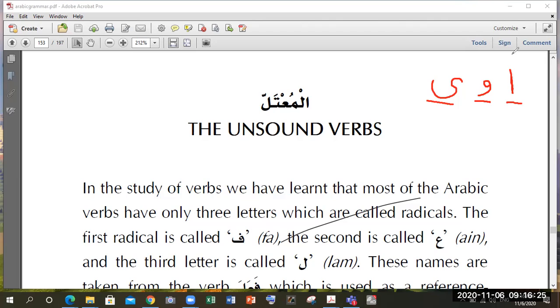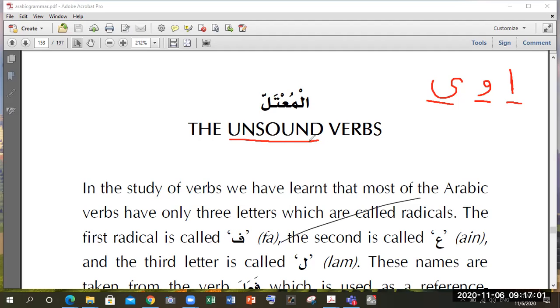So if it is alif, then it will sound a. If it is waw, it will sound as u. If it is ya, it will sound as e, right? Am I right, Khadija? So they form the sounds. But when they come in a verb, they become the root letter of a verb, then they create a problem, and that verb becomes an unsound verb.